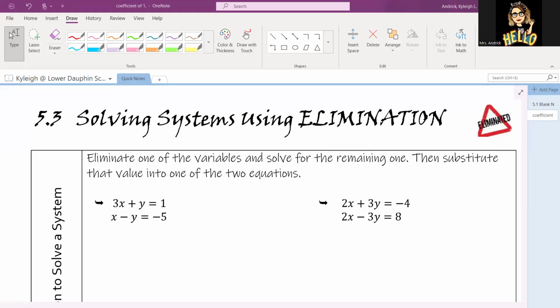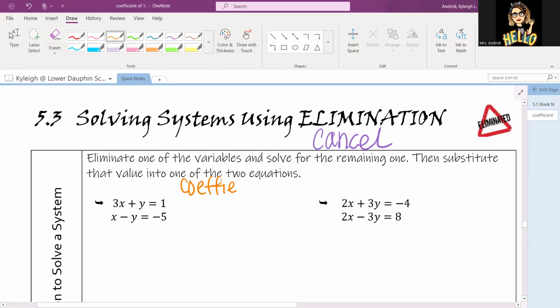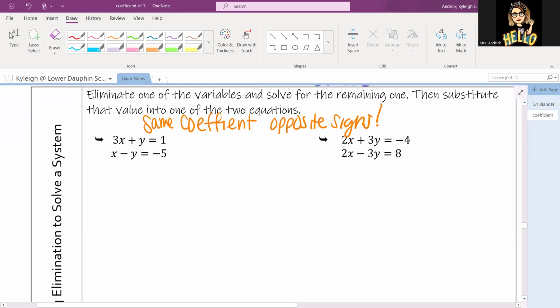So we talked about elimination. Remember, a synonym for elimination means to cancel. So we have to cancel items out. But in order to cancel one of the things, we need to have a coefficient. You wrote this down before. So same coefficients, but opposite signs, right? So just keep in mind that we need that.